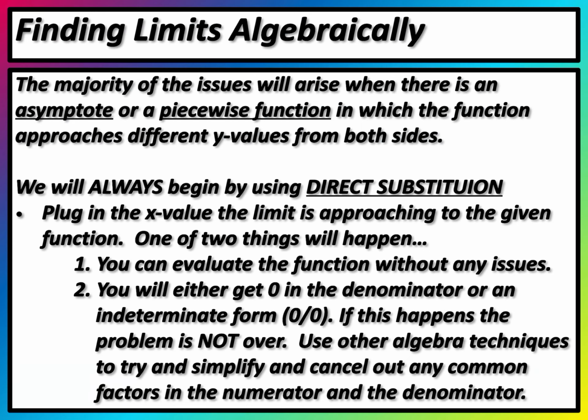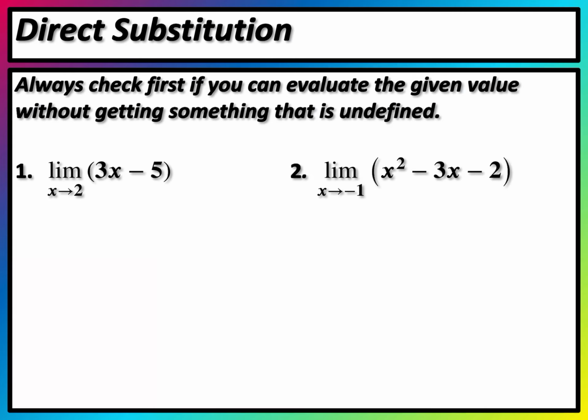All right, the second option is that you could get a 0 in the denominator, or an indeterminate form, which is 0 over 0. Okay, and if that happens, it means that the problem is not over. That means we have to use some sort of algebra techniques, perhaps factoring, and we want to cancel out and simplify our function to see if we can then plug it back in and maybe get a different value. So I just want to check first that you can substitute in without having to do any extra work.